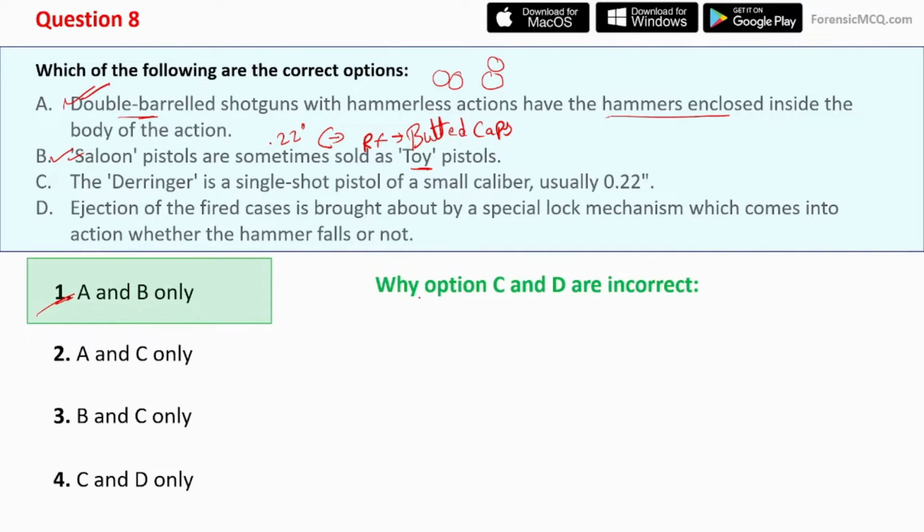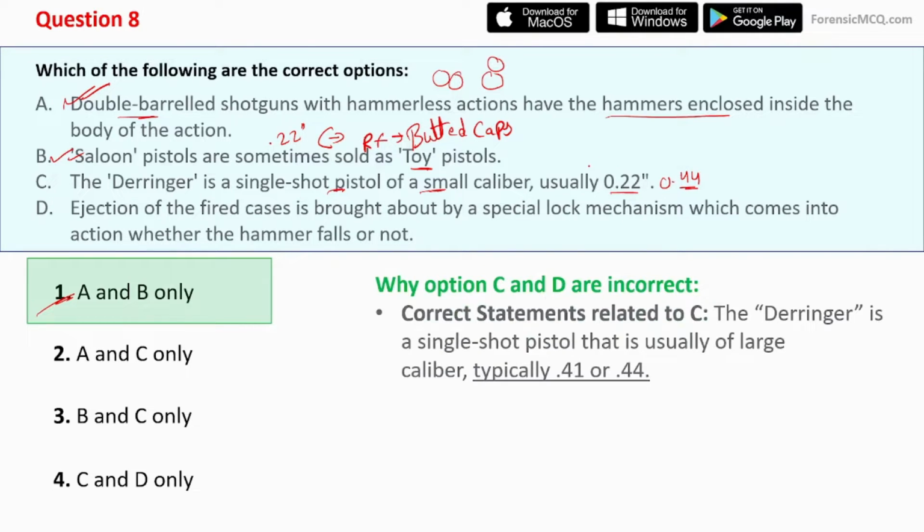Now let's check why options C and D are incorrect. So let's check option C. The Derringer is a single shot pistol. This is correct. And has a small caliber. But no, this is incorrect. It has a large caliber, usually 0.44. So the correct form of option C is: the Derringer is a single shot pistol that is usually of large caliber, typically 0.41 or 0.44.